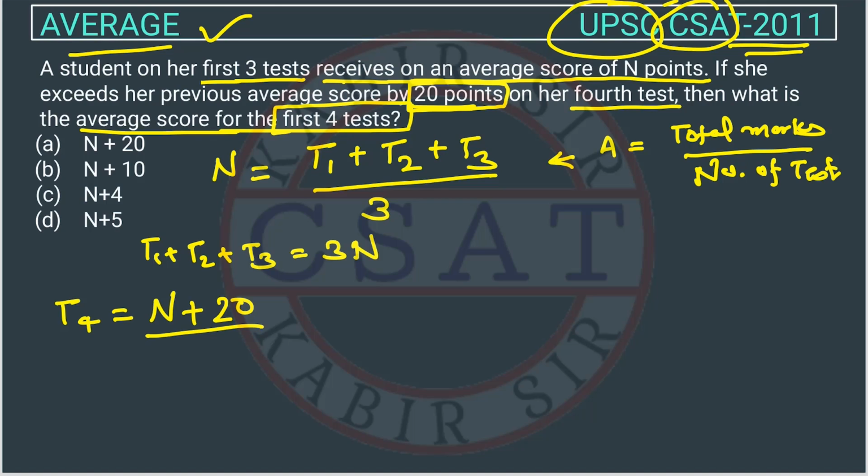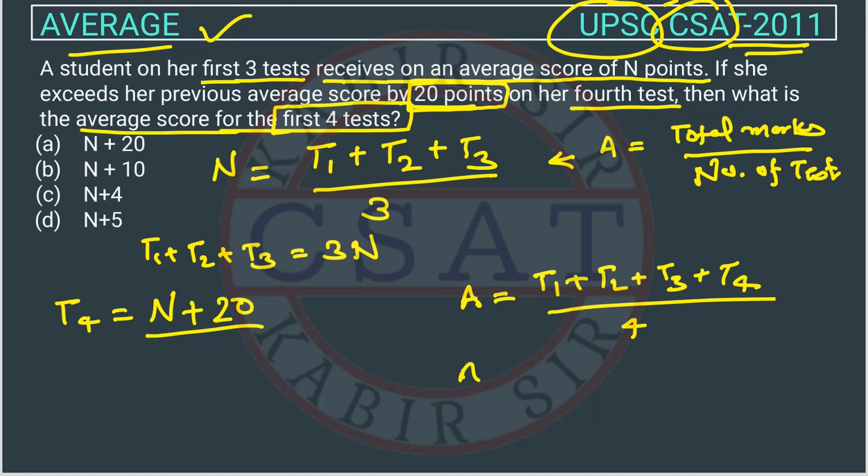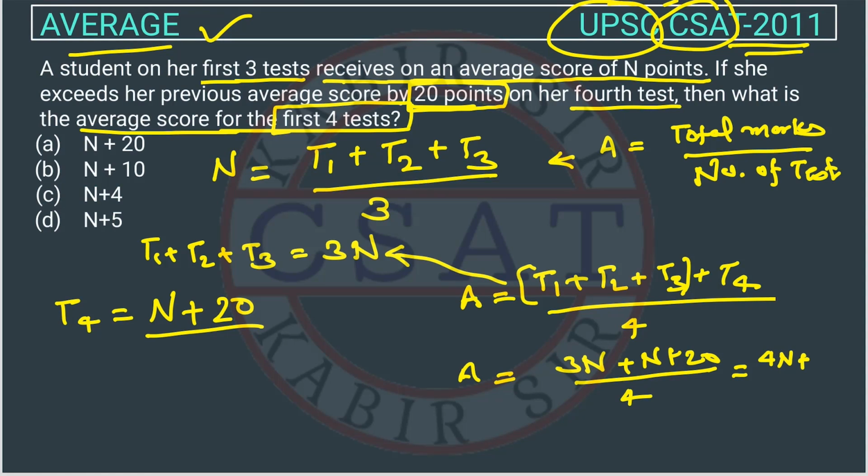Now the question is asking the average score of the 4 tests. So the average score of 4 tests will be T1 plus T2 plus T3 plus T4 upon 4. Just put the value here and we will get the answer. T1 plus T2 plus T3 is what? 3n, we know, and T4 is n plus 20, upon 4. So it will be 4n plus 20 upon 4.